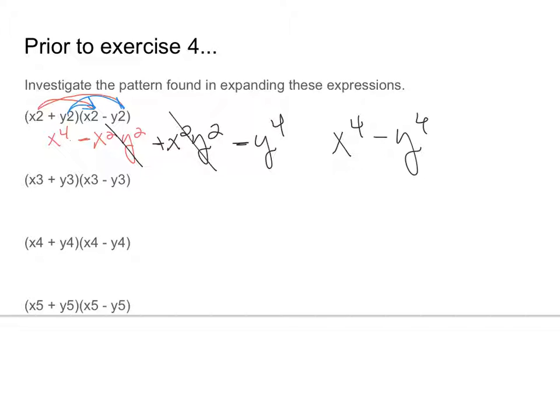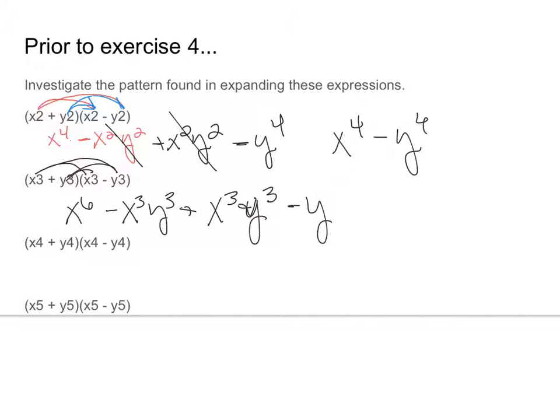I'm going to do this next one, and then we're just going to make conjectures for the last two. So let's go ahead and distribute. First term, second term, I have x to the 6th minus x cubed y cubed, plus, multiply those through, x cubed y cubed, minus y to the 6th. Cancel out, and I'm left with x to the 6th minus y to the 6th.